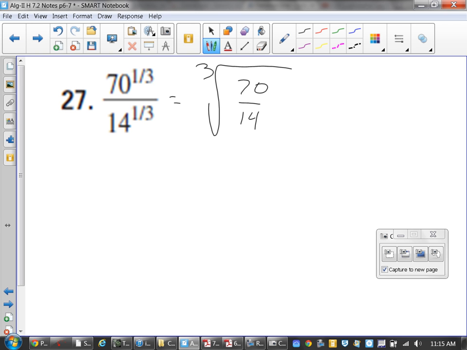So, can you simplify that fraction? What do you get? 5. Do you do anything else? And that's where we do. To be honest with you, that's kind of what you do.